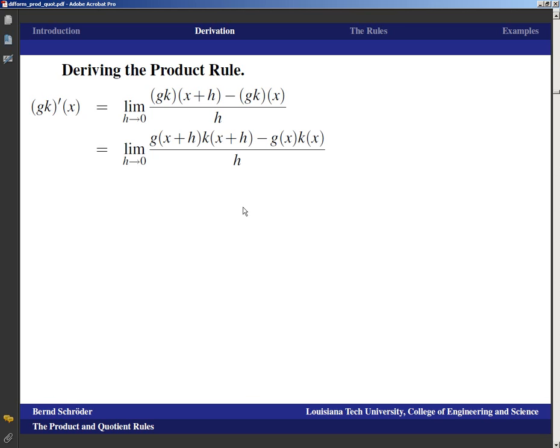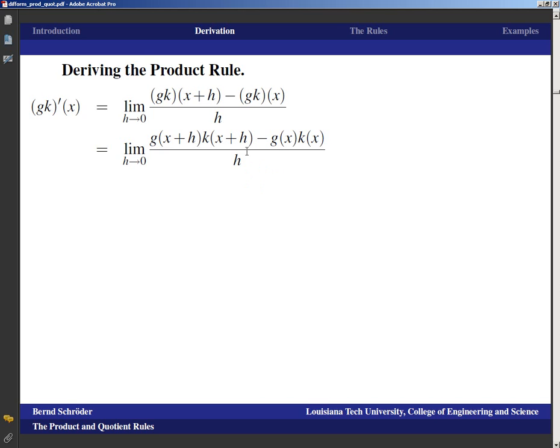Well, first of all, you resolve the product, right? gk of x plus h is g of x plus h times k of x plus h, and gk of x is g of x times k of x. And now what we're looking for would be difference quotients that use g of x plus h minus g of x divided by h, and k of x plus h minus k of x divided by h. And, well, we can't work that out with this expression because we can't factor out any common terms.